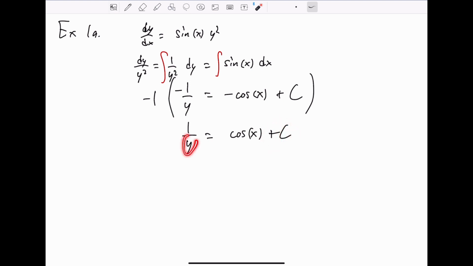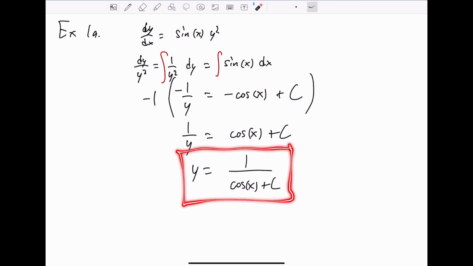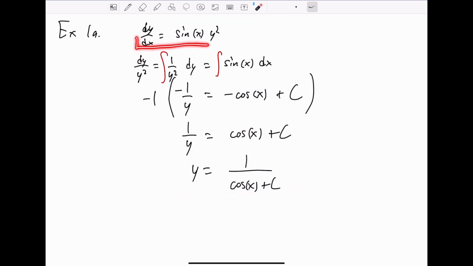One more step to solve for y. I'm going to take the inverse of both sides. So y equals 1 over cosine of x plus c. This is the solution to the original differential equation. So now that we've found this solution using separation of variables, let's go ahead and verify that it actually worked. Let's check to see that this is indeed the general solution to the differential equation.